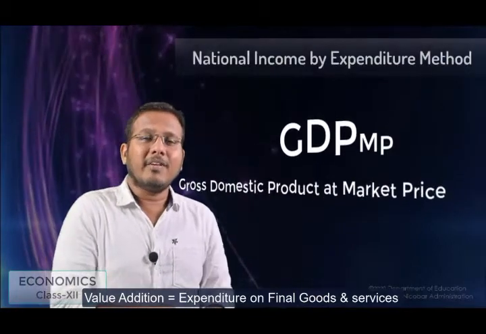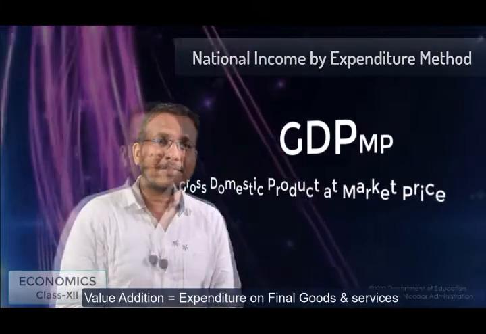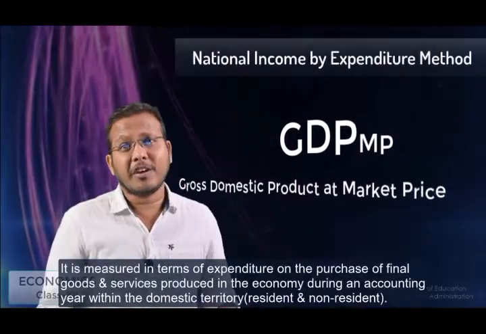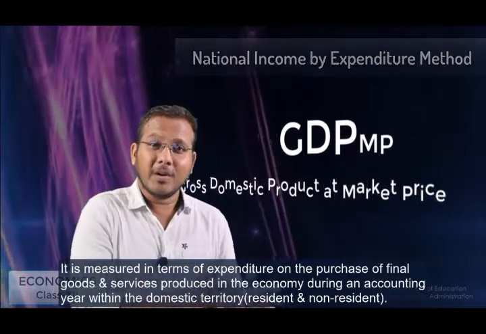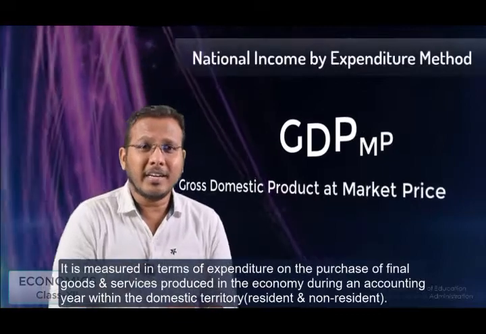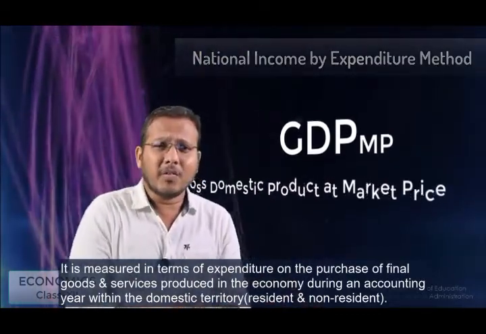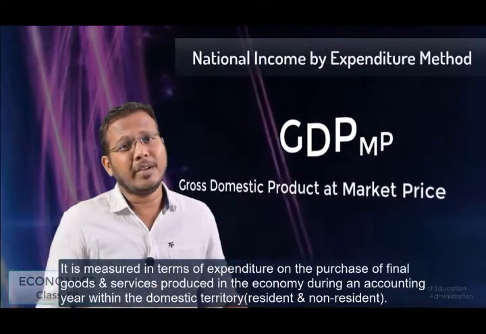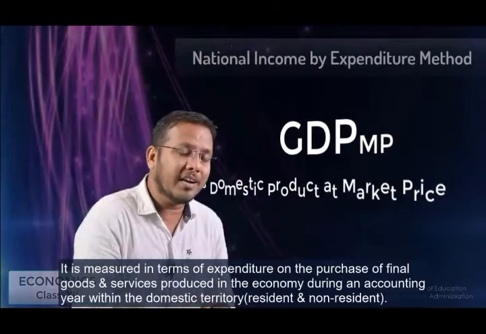So we get the value of GDP at market price by the expenditure method, as it is measured in terms of expenditure on the purchase of final goods and services produced in the economy during an accounting year, that is within the domestic territory by the normal resident and the non-resident. It is the market value of goods and services produced, that is the GDP at market price. So the value from the expenditure method is also called GDP at market price.